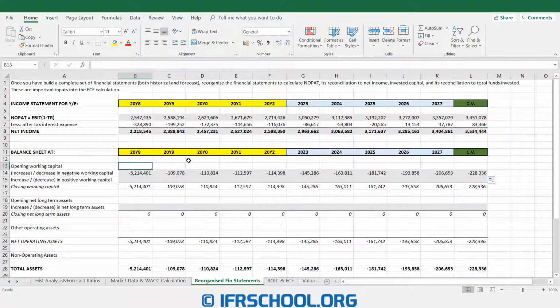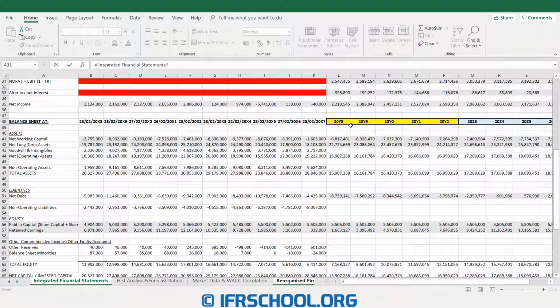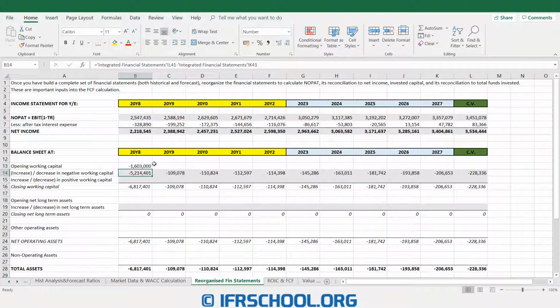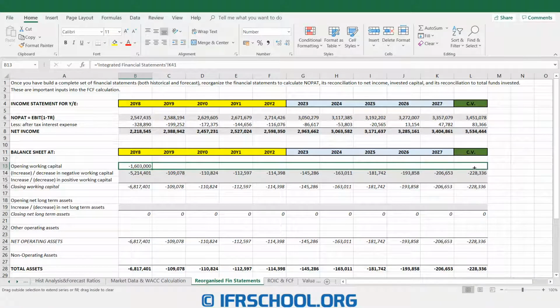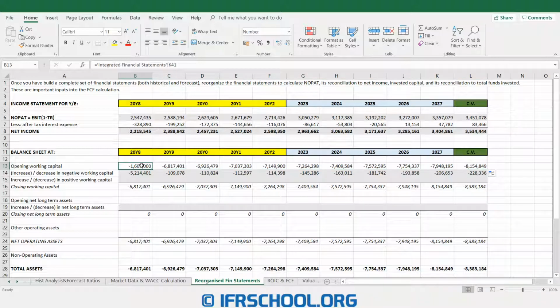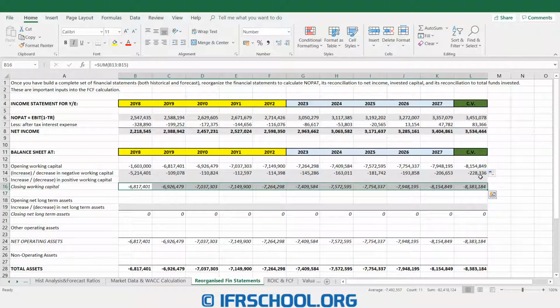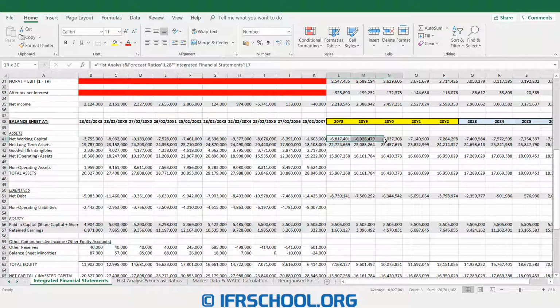It's useful to do a quick reconciliation to make sure we haven't made any mistakes. If we insert the opening working capital balance for a particular year, that is the closing balance from the prior year, we can then add the opening working capital balance to the change in the working capital for that year to arrive at a closing working capital balance. We can then quickly check that these closing working capital balances reconcile back to the integrated balance sheet.